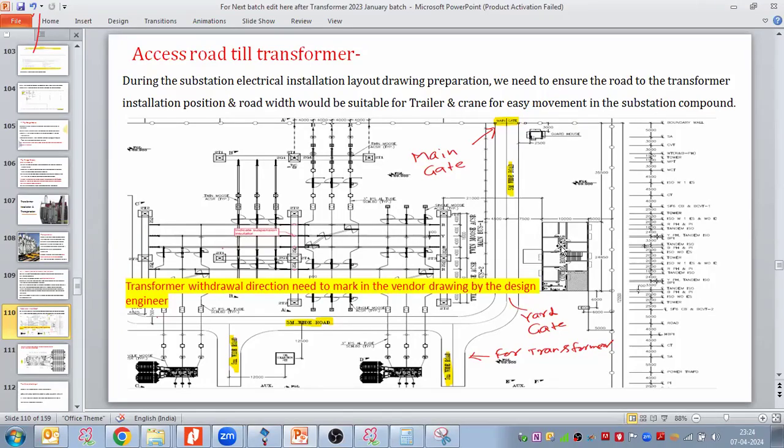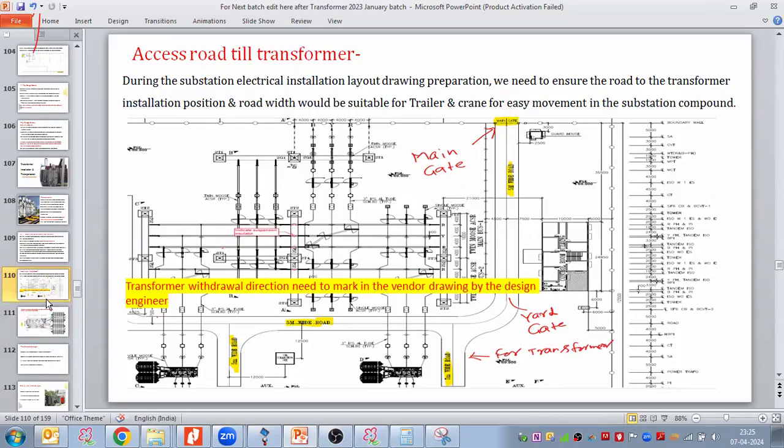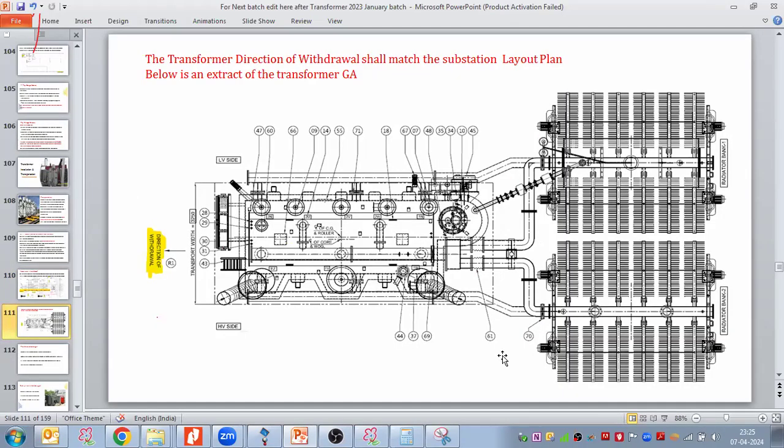Generally, the road which we take, the main road and the road near to the transformer, that road width we take around 5.25 meter. Around 5 meter road we take near to the transformer, and other internal roads in the substation we take as 3 meter road or 3.75 meter road.